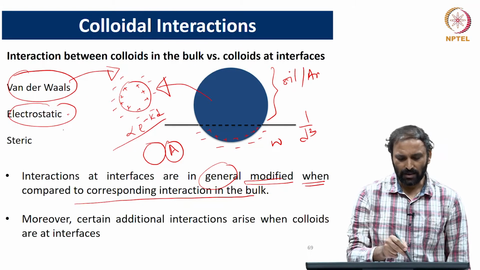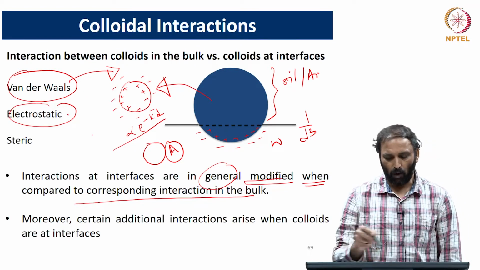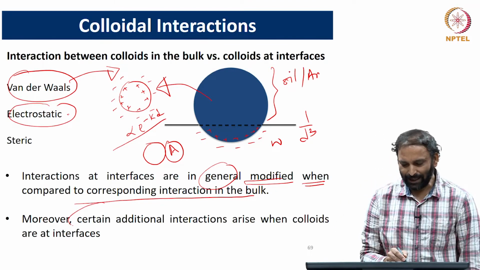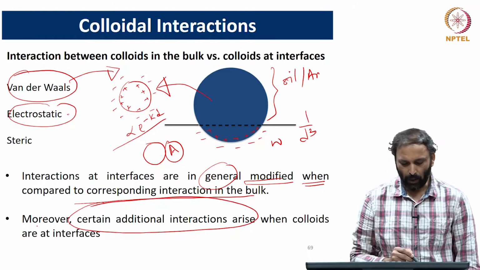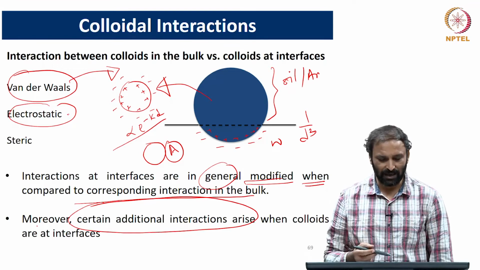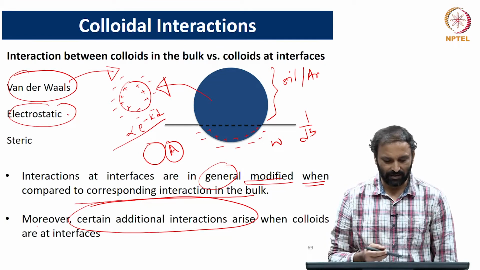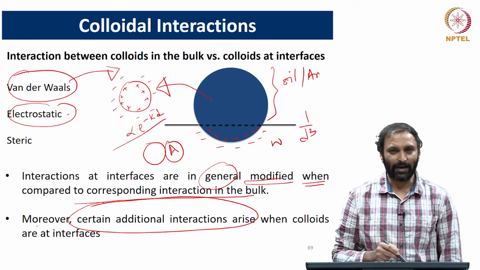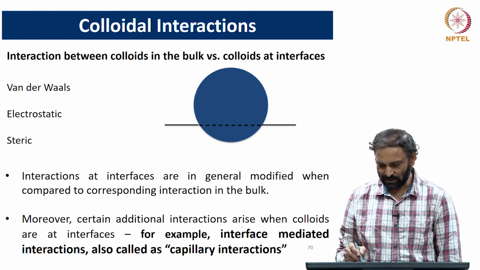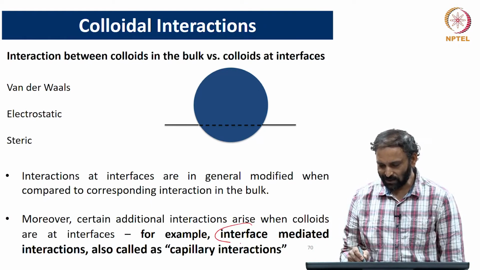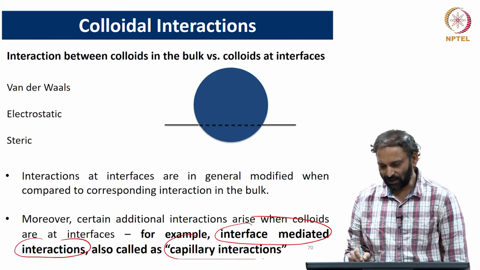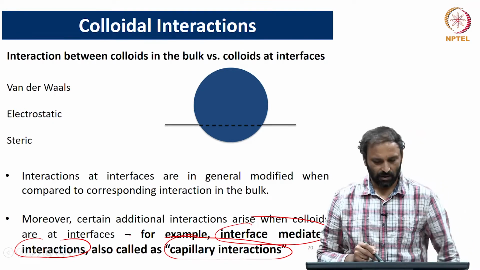So, although certain interactions will get modified when the particles are at the interface, there are certain additional interactions that arise when the particles are at the interface, and these interactions are typically absent when we consider particles in the bulk. An example of these interactions is what are called interface mediated interactions or capillary interactions. Okay.